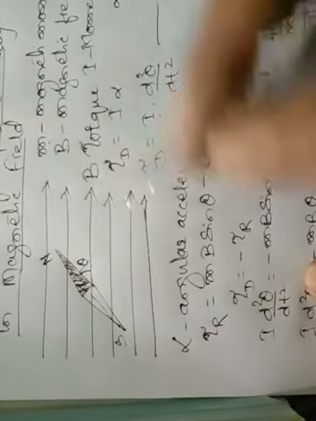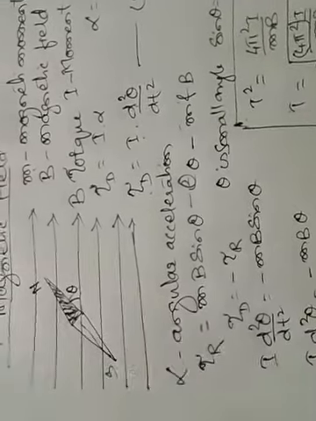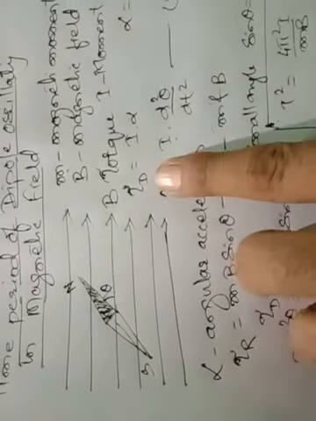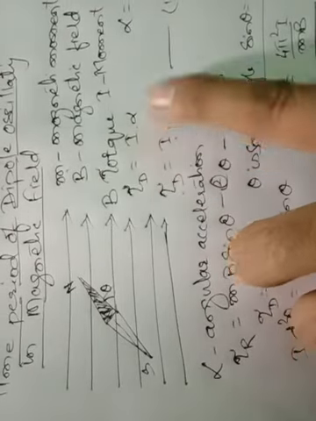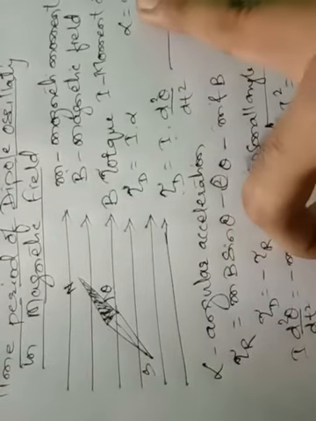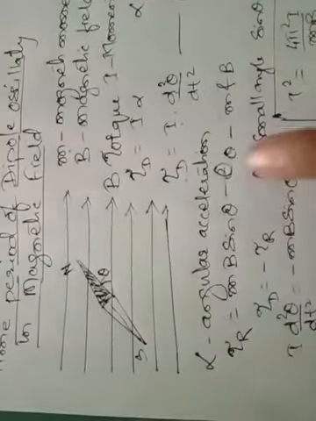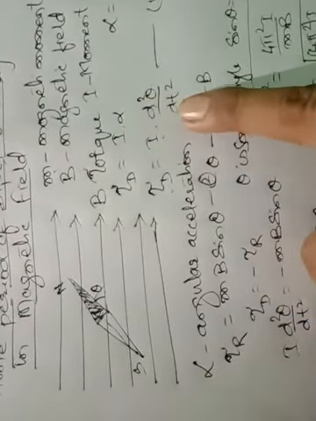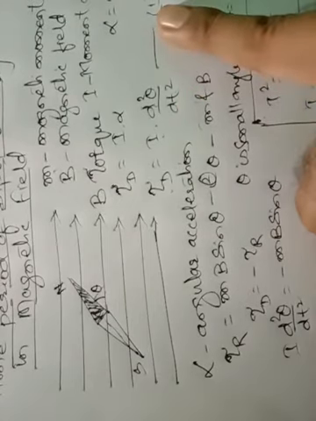When we keep the needle inside the magnetic field B, what will happen? There will be a torque acting on the needle, and that torque is the deflecting torque. The tau d is given by I into alpha, where alpha is the angular acceleration. Alpha is given by d square theta by dt square. So tau d is equal to I d square theta by dt square. This will give equation number 1.